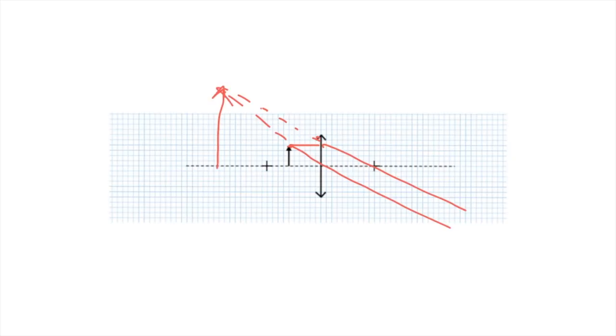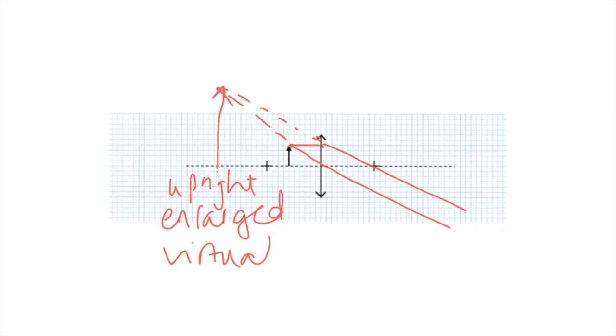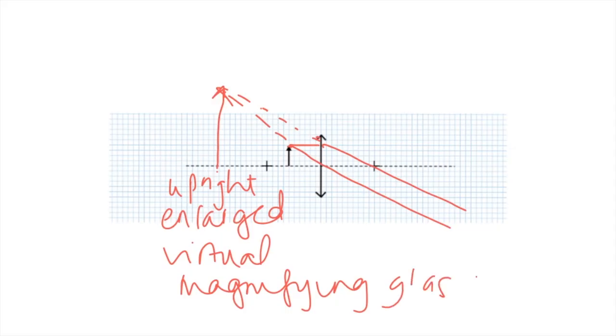So now let's discuss what we can see. Well, because it's the same, not the same height, but it's upright, it's the same direction as the object arrow was facing, we know that it's upright. Because the arrow is much larger, we know that it's enlarged. But because it's formed before the lens, we know it must be a virtual image. And an example of this would be the magnifying glass. And your arrows will go this way.